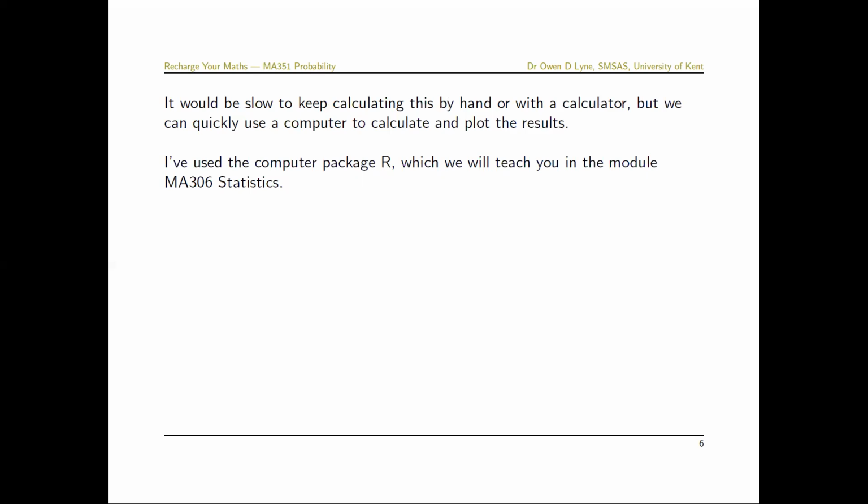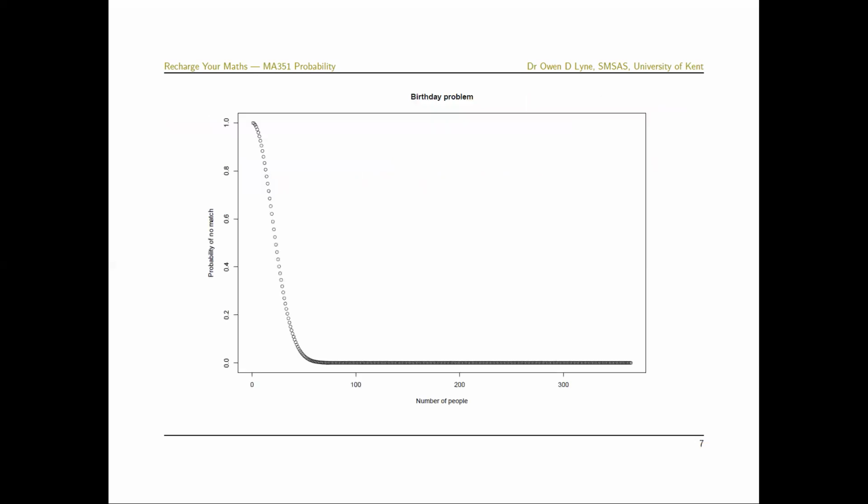And rather than look at them numerically, let's look at them graphically. I've used the computer package R, which we'll teach you in the module MA306, statistics. So here's my plot of Q_m, the probability there is no match with a number of people going from 1 to 365. And as you can see, to start with, that graph is going down quite slowly, but that accelerates. And then very quickly, it drops well below 0.5. It drops down to very close to 0, and then looks very flat after that.